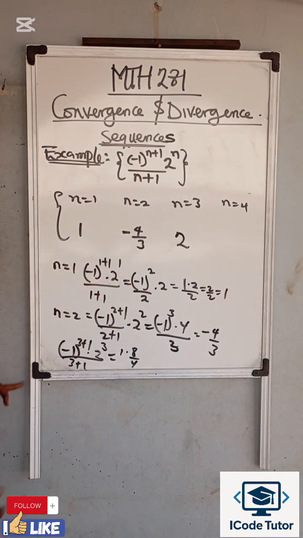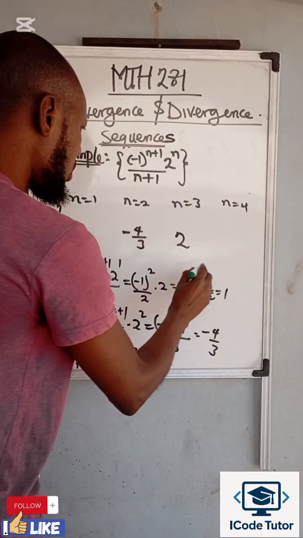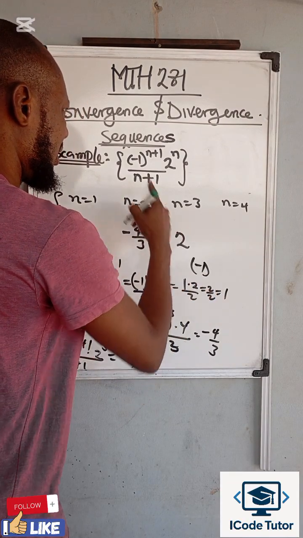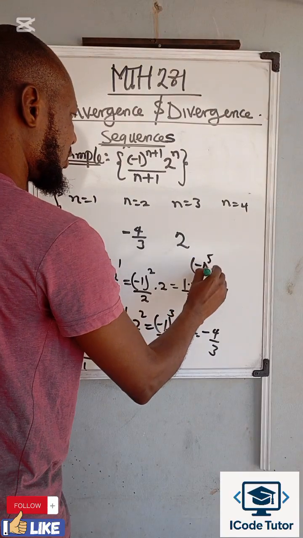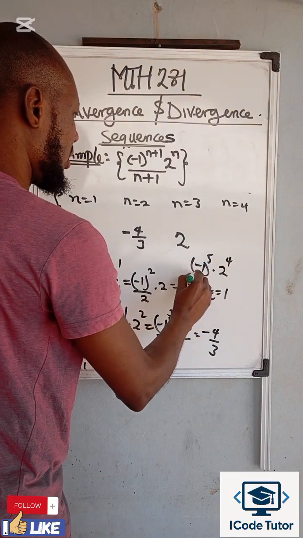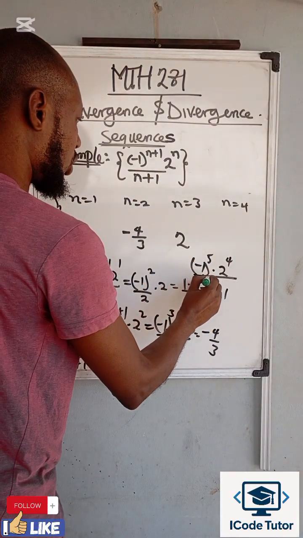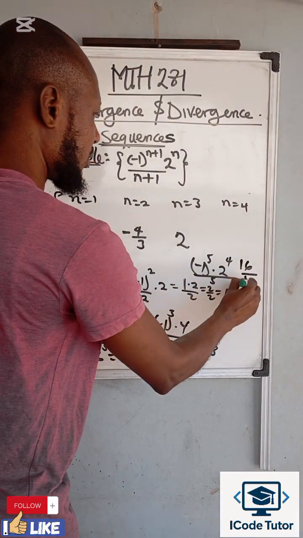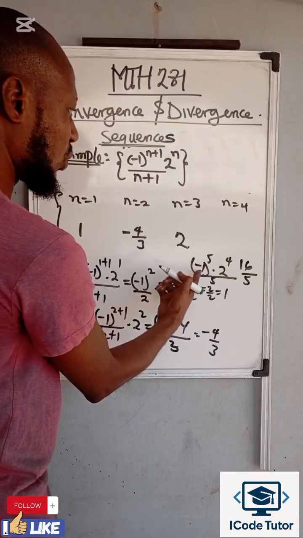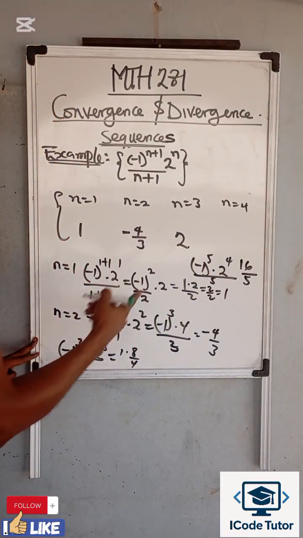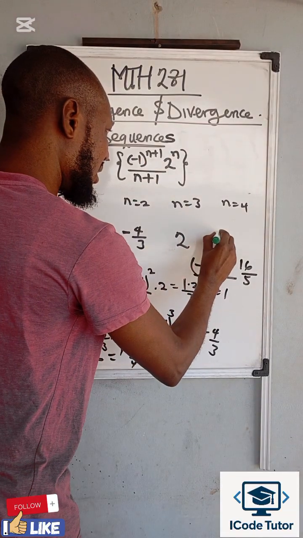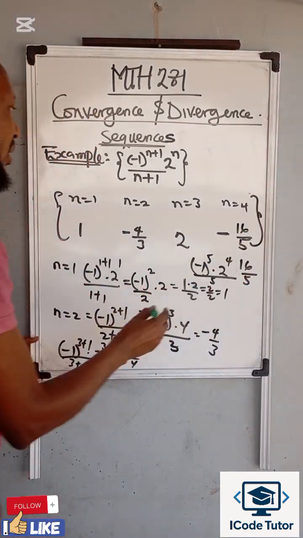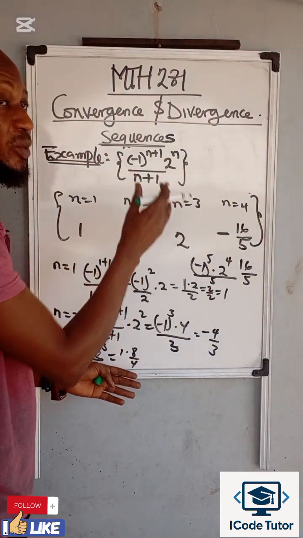Now let's look at when n equals 4. This will be minus 1 raised to power 4 plus 1, that is 5, into 2 raised to power 4, divided by n plus 1, that's 4 plus 1, which is 5. Now 2 raised to power 4 is 16, divided by 5. Don't forget, this is raised to an odd power, so it is negative. This one is negative 16 divided by 5. All these are the terms of this particular sequence.